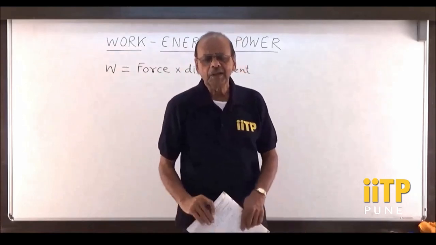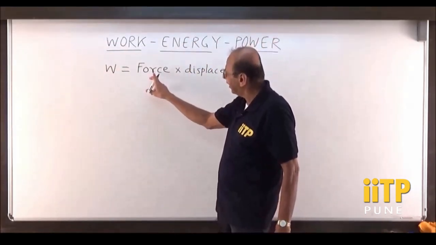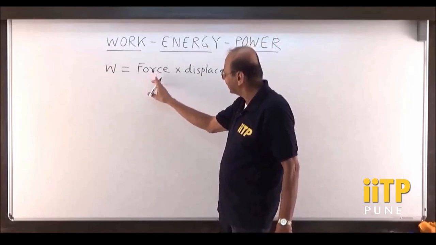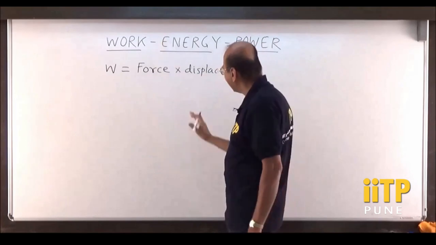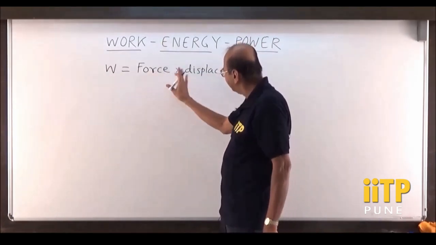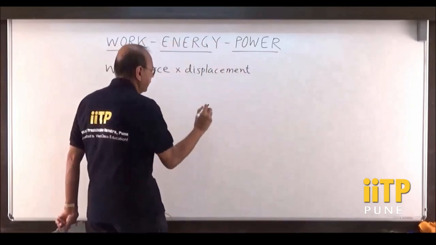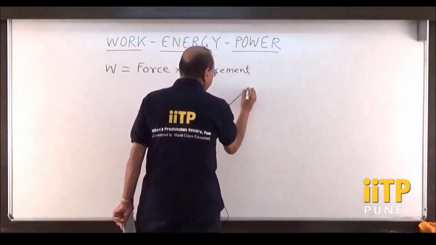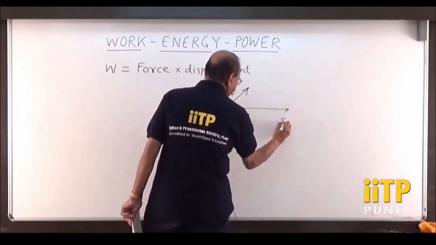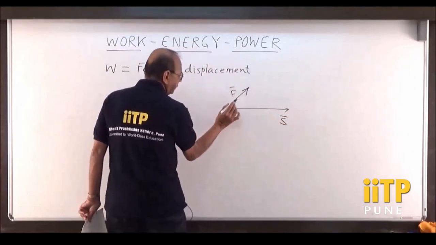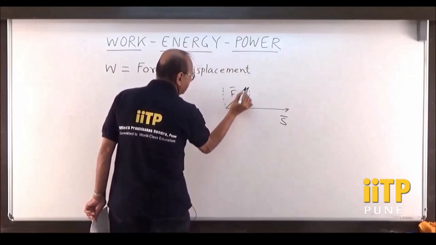That means if force and displacement are not in the same direction, then we will resolve this force into two directions, one along displacement and one perpendicular to displacement. And we will take that component of force which is along the displacement, which is pushing the object. For example, if I draw a diagram, let's say this is the force and this is the displacement, then I am interested in that component of force which is along the displacement.